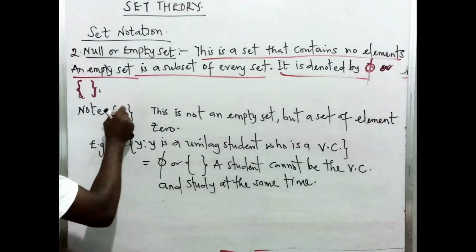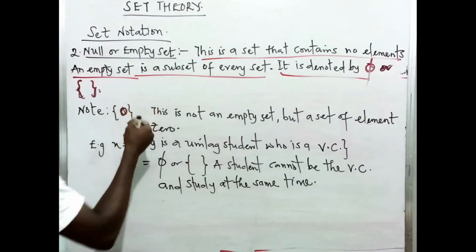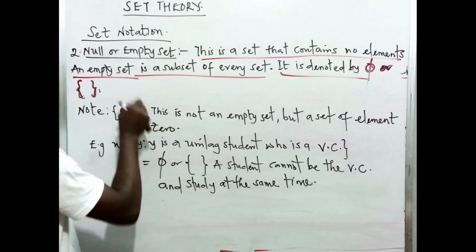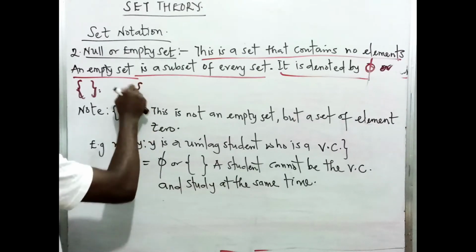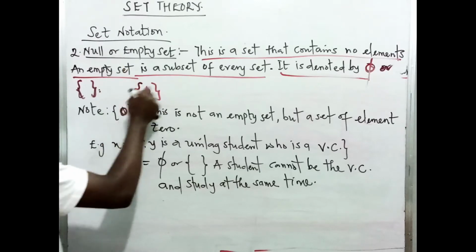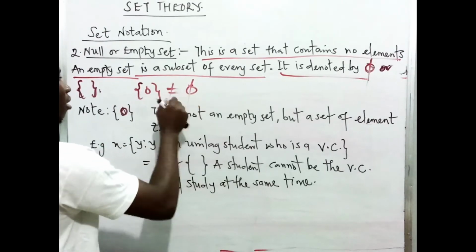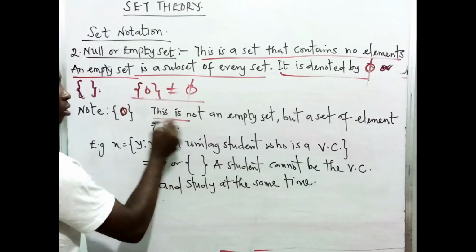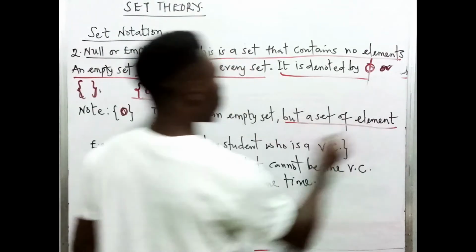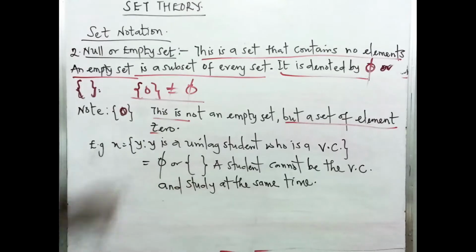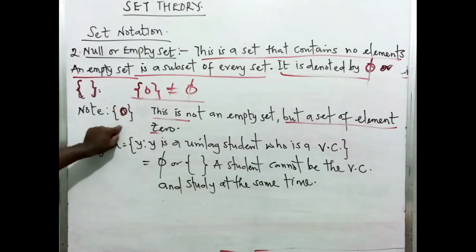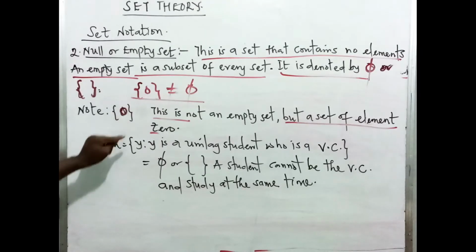Now, some students do make a mistake, and whenever they are asked to denote an empty set, they write something like this. Please, this is not an empty set. This is a set of element 0. This is a set with an element 0, and 0 is a number.